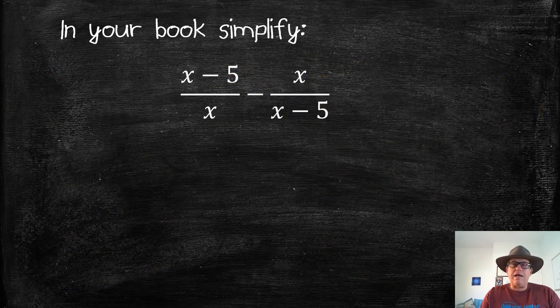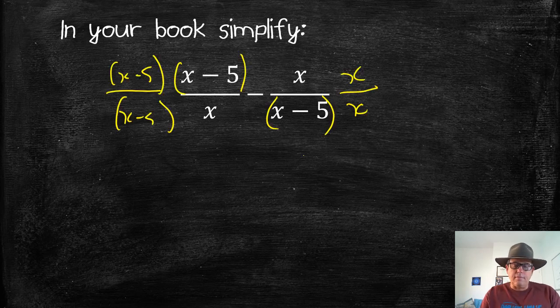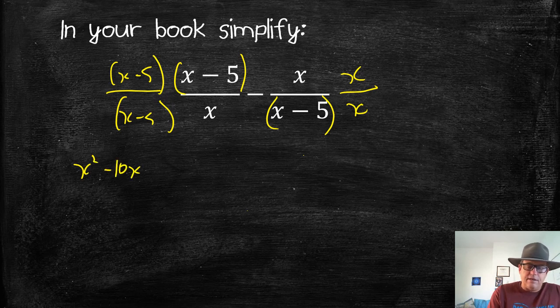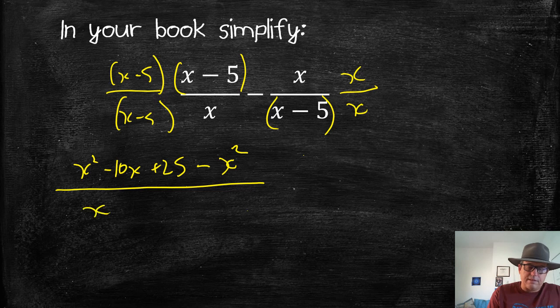Okay, last one for adding and subtracting fractions. Go ahead and pause this and give this one a go. Okay, I have one denominator of x, one of x minus 5. My common denominator is multiplying them together. So over on the left side, when I multiply the numerator, I'm going to end up with x squared minus 5x is minus 10x. I'm skipping a couple steps. And then on the right side, it's going to be minus, remember that's a minus x squared, and that's all going to be over x times x minus 5.